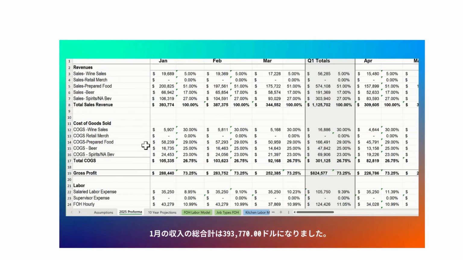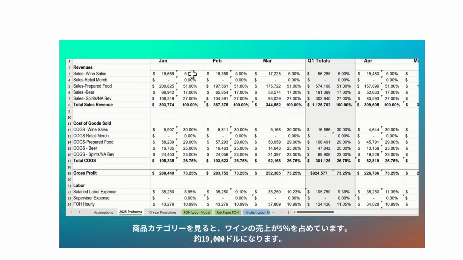So based on the assumptions we've put in, we can now see that our total revenue for the month of January was $393,774. And based off of the percentages of those sales categories, we know that 5% of our sales is coming from wine, which would be about $19,000.